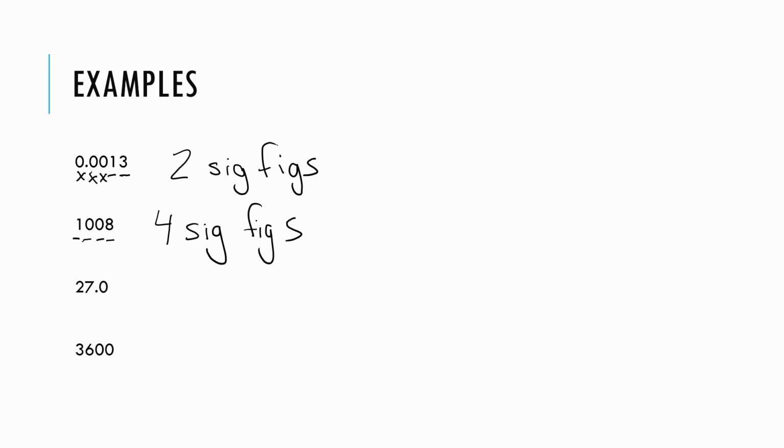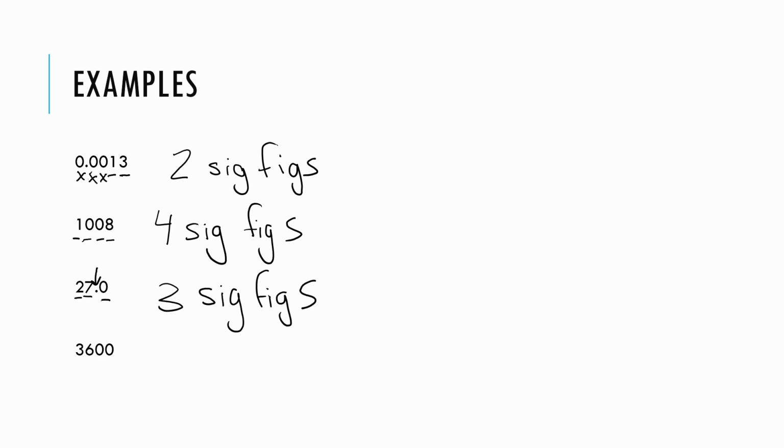We're going to look at this 27.0. We have a 2, that's significant, a 7, that's significant, and now we have a 0 at the end. The zeros at the end do require a decimal point to be significant, which we see right there. This is significant. This one has 3 sig figs.